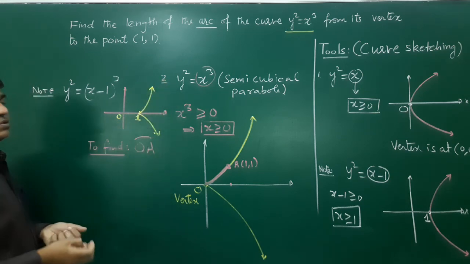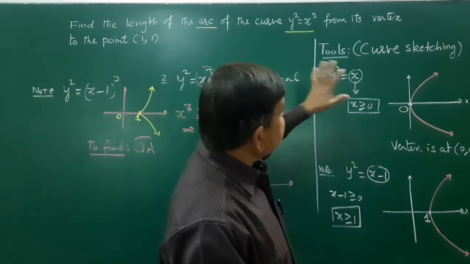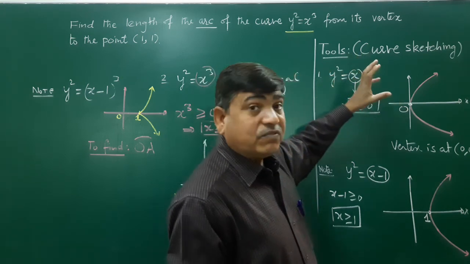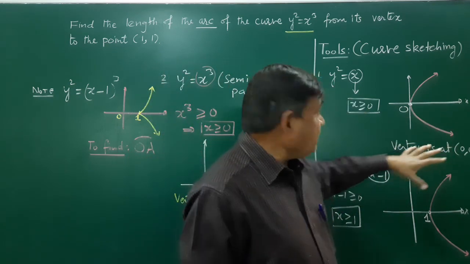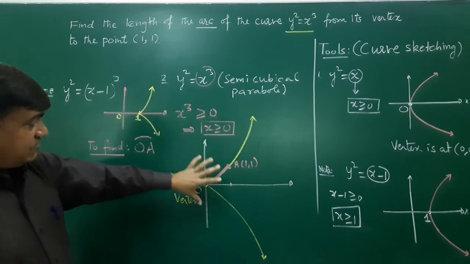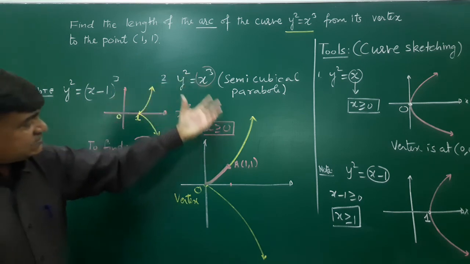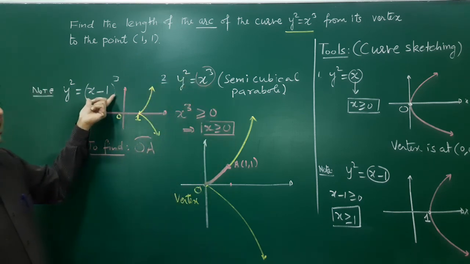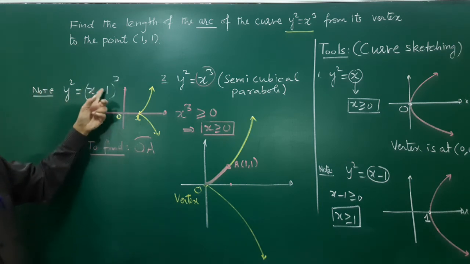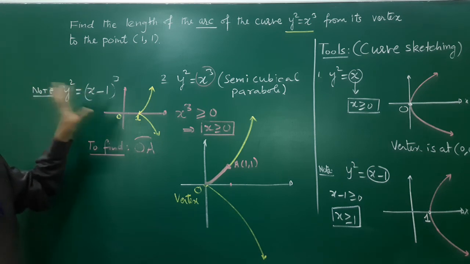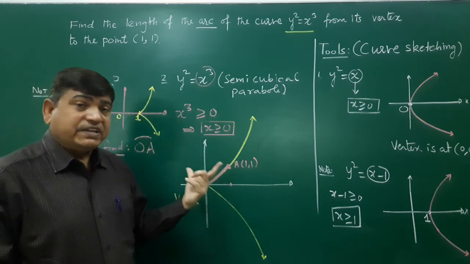Here it is. So this technique you must remember, how to sketch the curve. If it is y square equals to x, then what will happen; y square equals to x minus 1, then what is the change in the parent graph. If it is y square equals to x cube, then you see this part; y square equals to x minus 1 whole cube, then you see what will happen. It is just like this type of situation, and this must be positive because it is y square, and when it is negative it is meaningless. This condition holds. So here we want to find the length of the arc OA. So let us continue.